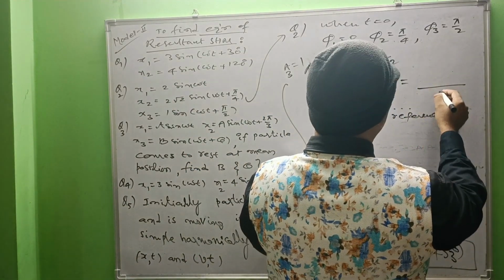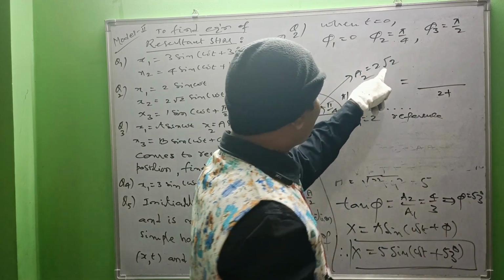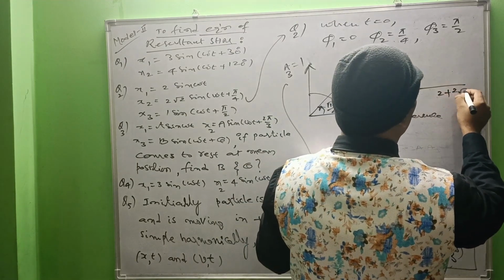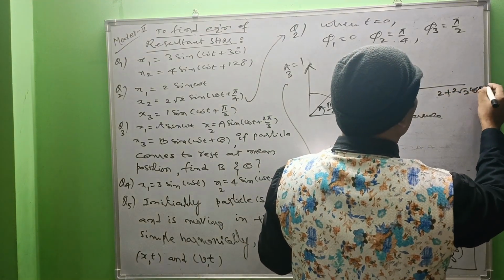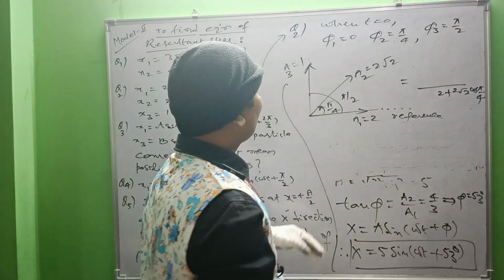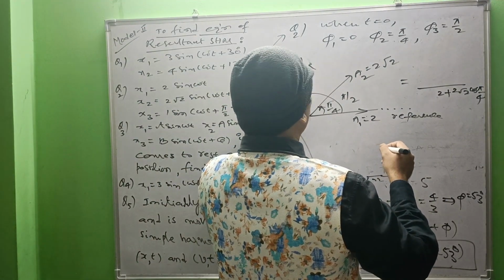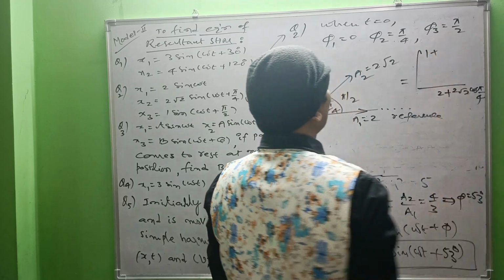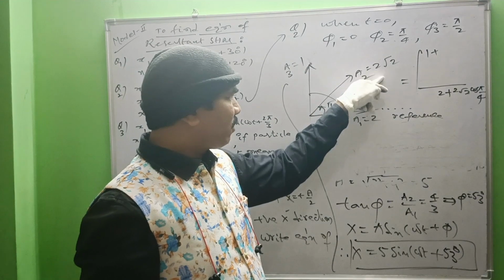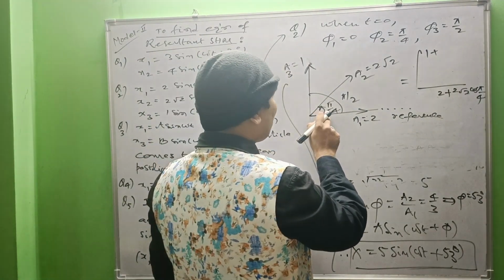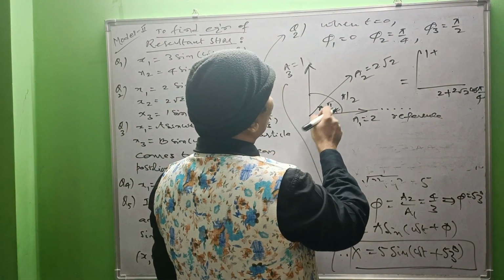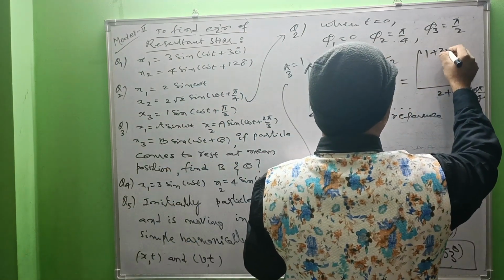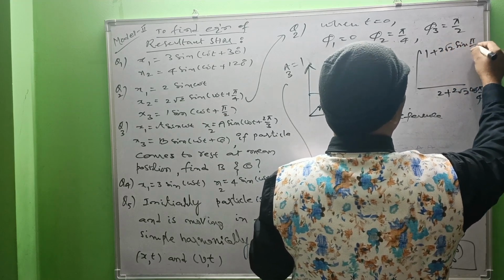Along x, already we have 2, plus what is the component of 2 root 2 along x? 2 root 2 cos pi by 4. Similarly, we have A3 equal to 1 along y. Already we have 1, plus what is the component of 2 root 2 along y? That is at pi by 4. Now, what about this value? 2 root 2 sine pi by 4.